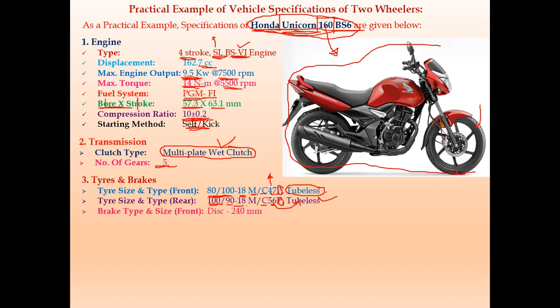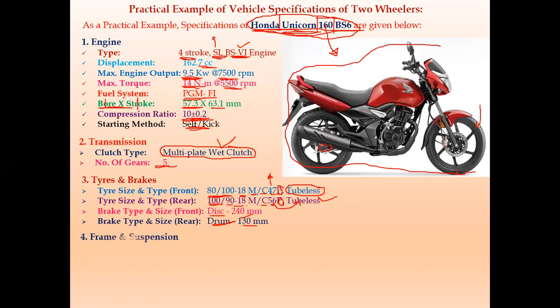Next, we have the brake specification. The front brake size and type is there. The front brake is a disc brake, and the diameter of this disc, or you can say size of this disc, is 240 mm. And the rear is a drum brake, and the size of the drum is 130 mm. So this is the specification of tires and brakes.